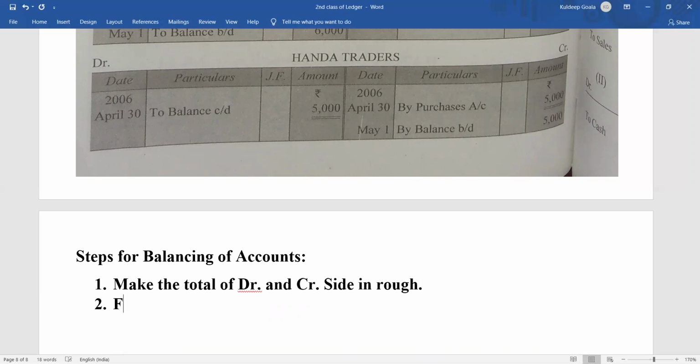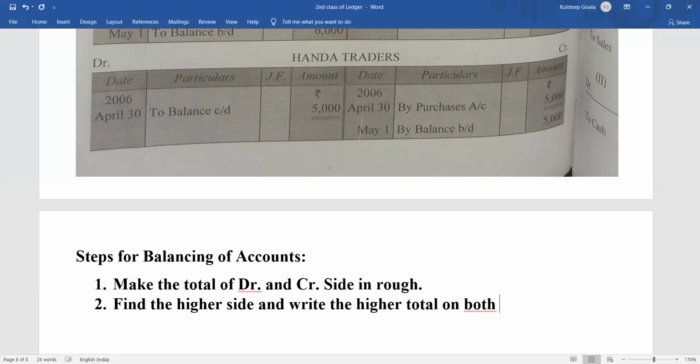Find the higher side. Find the higher side, whichever side is bigger, take that out. Which one is the higher side? Find the higher side and post it, and write the higher total on both the sides. Write the higher total on both the sides. Okay, higher total. Find the higher total.